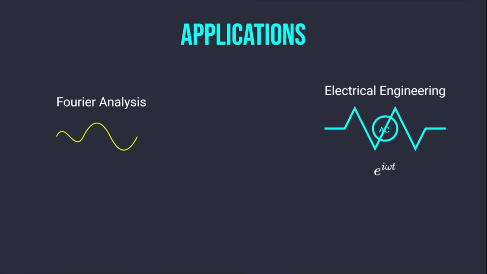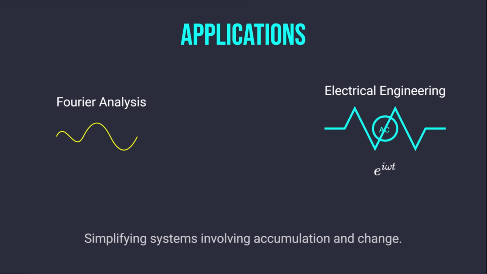The utility of the complex exponential extends far beyond pure mathematics, forming the basis of modern signal processing and differential equations. Any periodic function can be decomposed into a sum of complex exponentials using Fourier analysis. This is because the complex exponential is the unique eigenfunction of the differentiation operator. In electrical engineering, e to the power of i times omega times t represents alternating current signals, where the magnitude is the amplitude and the angle is the phase. This allows engineers to treat differentiation and integration as simple algebraic multiplication and division, simplifying the analysis of complex systems involving accumulation and change.